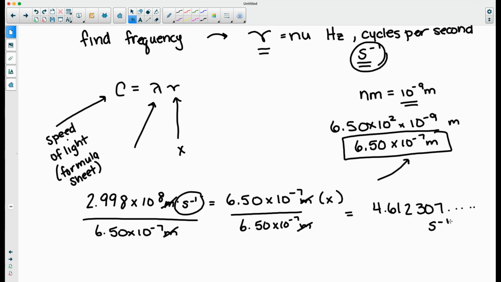Take a look at the numbers that we put in. See if you can decide how many significant figures this needs. It should be 3 significant figures because this value had 3 significant figures. And so we are going to call it 4.61 times 10 to the 14th seconds to the -1. Now, does this make sense?